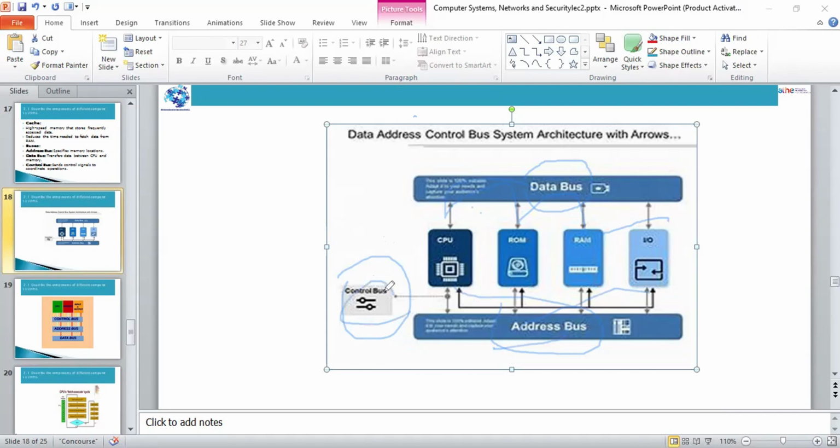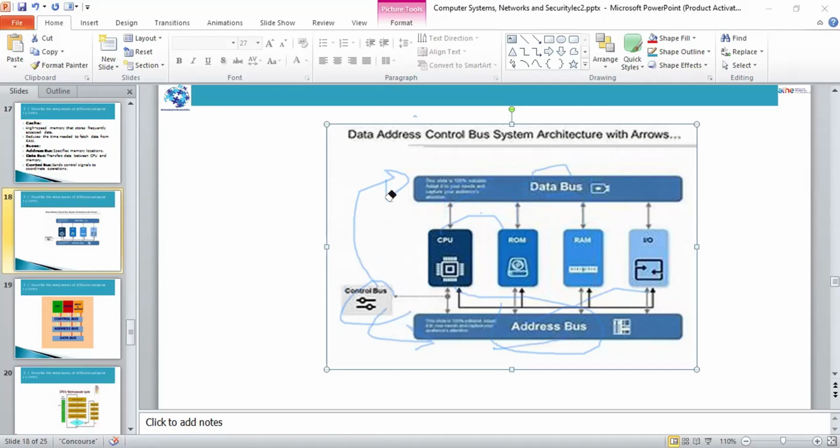It means if the CPU and ROM want to communicate with each other, it will send a signal to the data bus to send the data from the CPU to ROM. It will dictate the data bus, and it also dictates the address bus to send the address of this specific data to the CPU and ROM, because they want to communicate with each other.